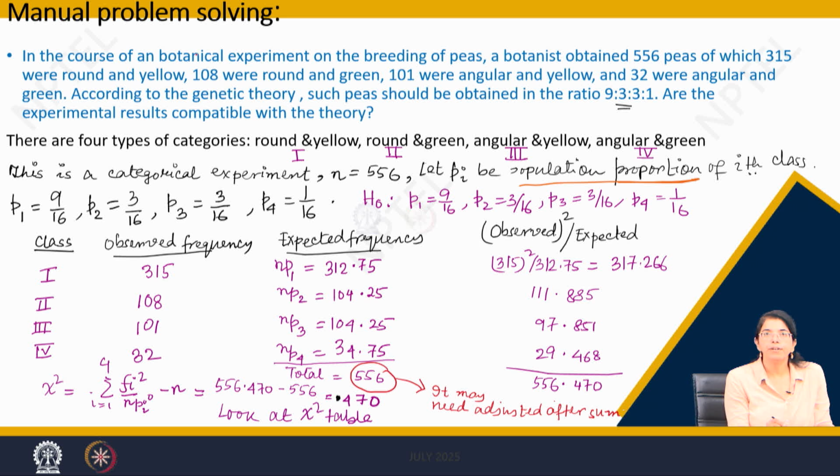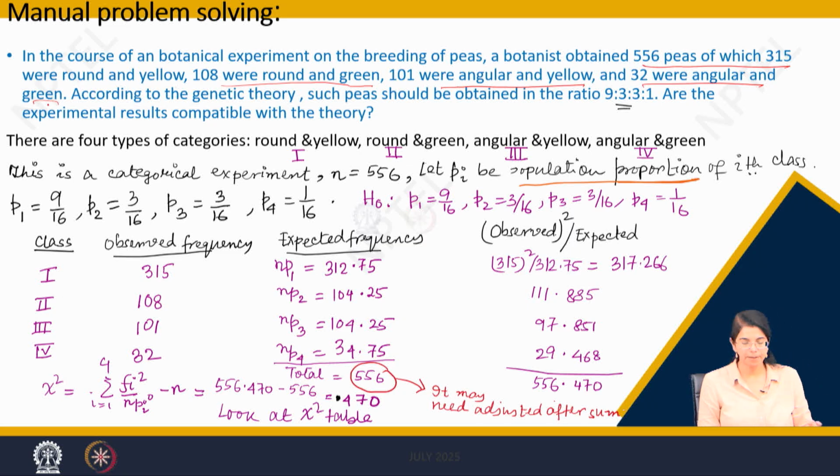Let us have a manual problem solving. In the course of a botanical experiment, already I told you, 556 peas, of which 315 were round and yellow, 108 were round and green, 101 were angular and yellow, 32 were angular and green. So 4 categories, clear? And according to the genetic theory, such peas should be obtained in the ratio of 9:3:3:1. Remember that Mendelian theory right from your biology class?